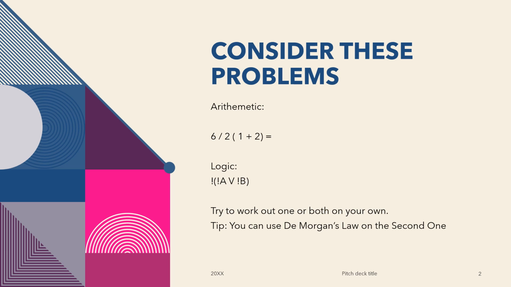All right, so we have two problems here, and one is a problem that made the rounds a few years ago, and the problem is 6 divided by 2 times, in parentheses, 1 plus 2. And we also have a logic problem. And if you don't understand my notation, it is not, then in parentheses, not A or not B. I want you to take a few seconds to try to work out these problems on your own or pause the video. And if you're looking for a tip on the second problem and know how to work through these things, you can actually use De Morgan's law to make it easier.